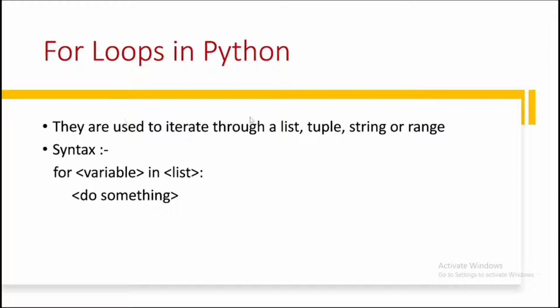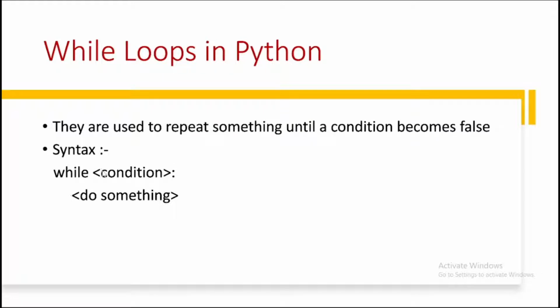They are used to iterate over a list, tuple, string or range. We'll understand what for loops are and more about them as we code. So we'll just understand the basic syntax. It is for the variable which is there in this list. So whatever is there in this list, it will iterate through it and do whatever you tell it after this indentation.